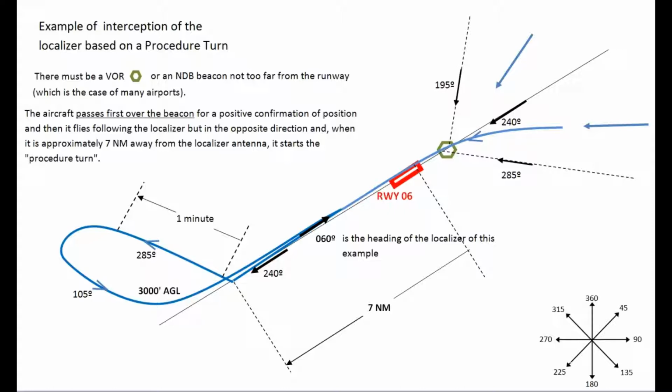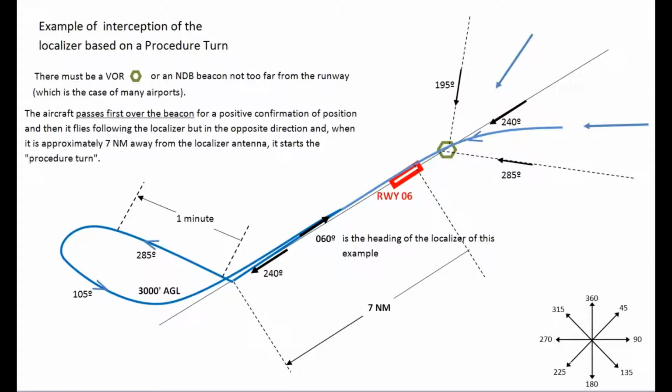Then, once you are in the localizer outbound at about 7 nautical miles from the runway, you make a 45-degree turn to the right in this example, and when established in the new heading of 285 degrees, you make a timing of approximately 1 minute, and then you begin to turn towards the localizer, to the left in this case, and keep the turn until you invert course and therefore set a magnetic heading of 105 degrees that you keep until you observe in your displays that you are approaching the localizer.